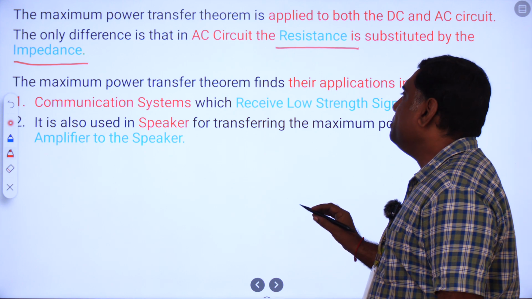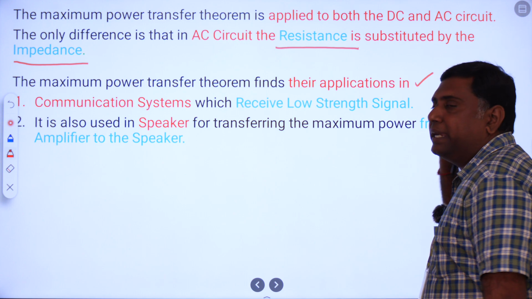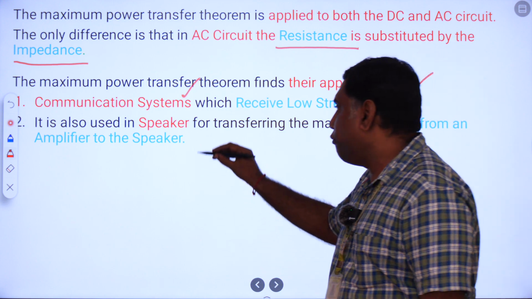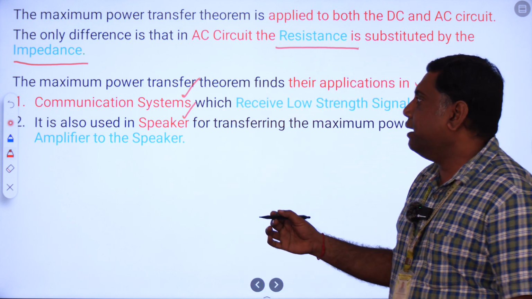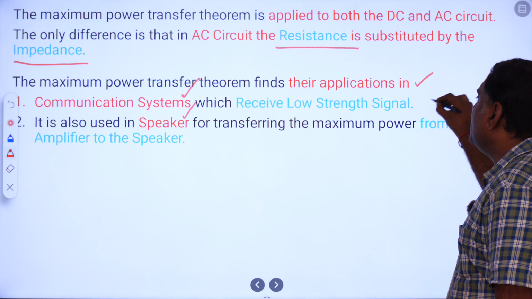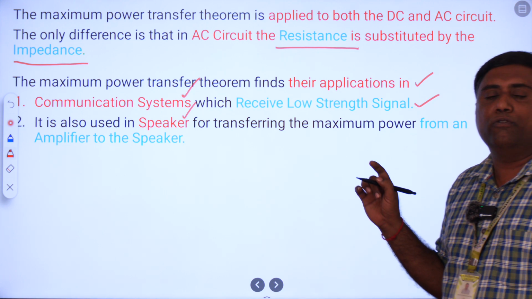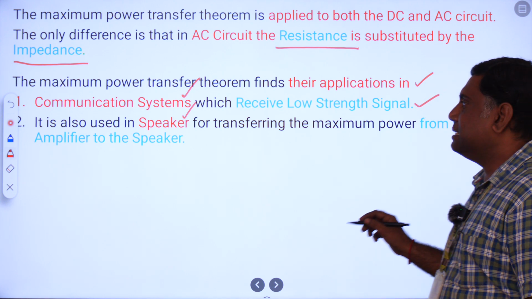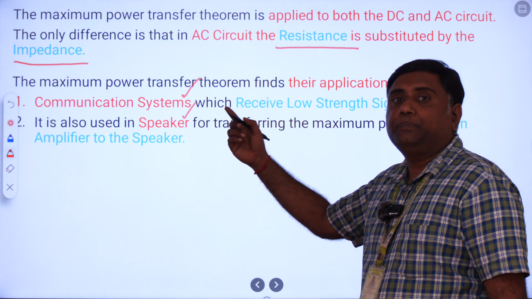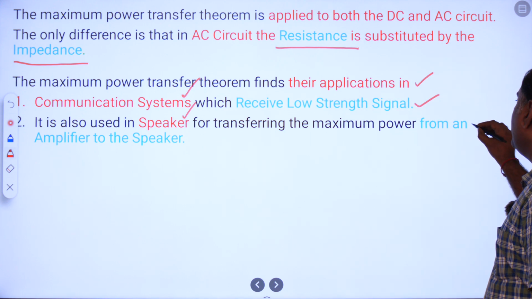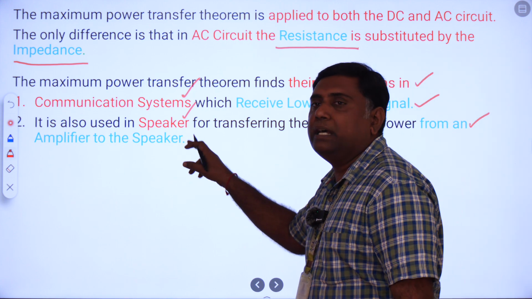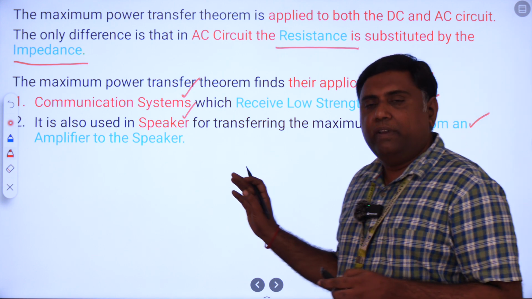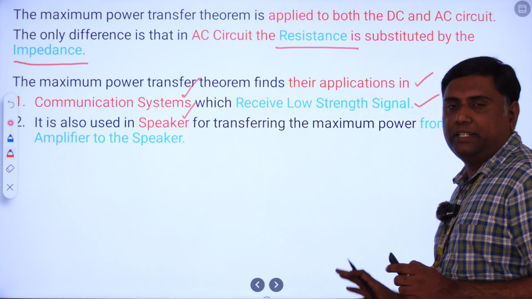The applications of the maximum power transfer theorem are majorly in communication systems and audio systems. In a communication system, where we receive a low-strength signal, we can use this theorem to maximize the signal. It is also used in audio systems, where we amplify the signal from the amplifier to the speaker. We have discussed the applications.